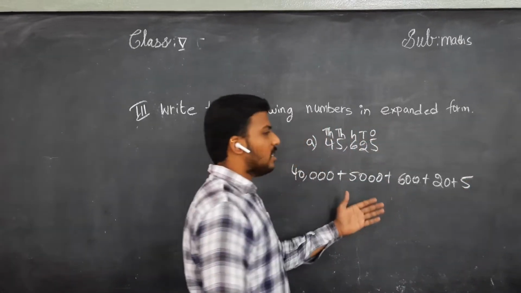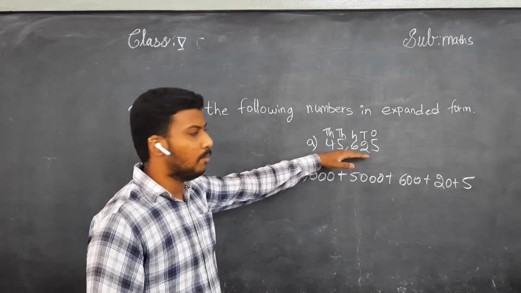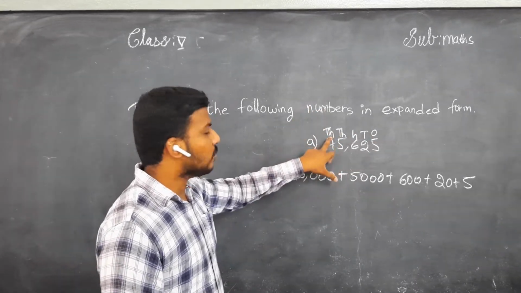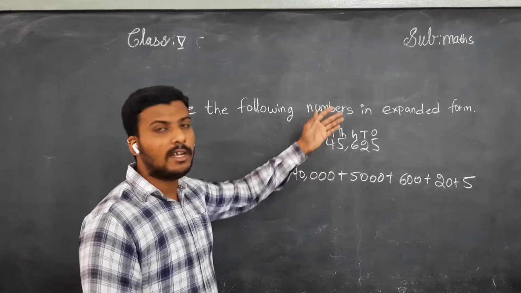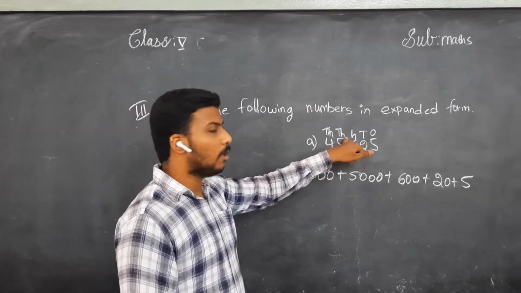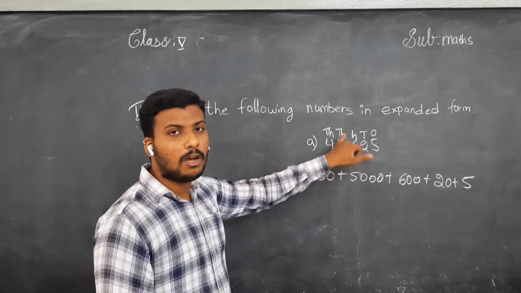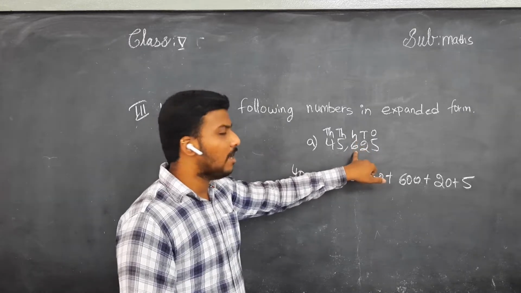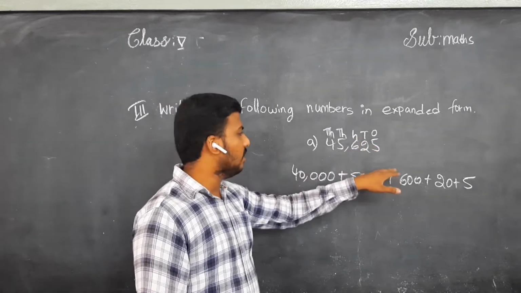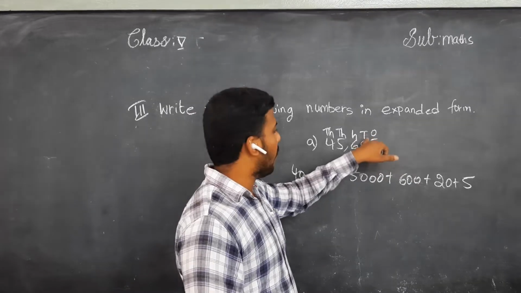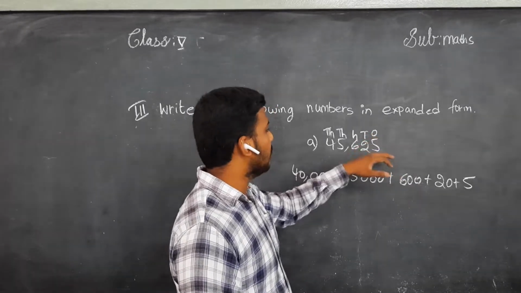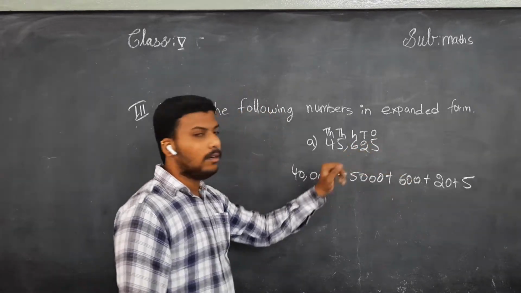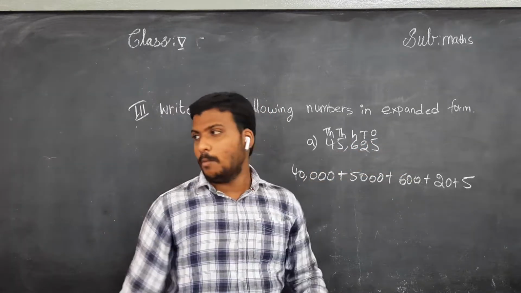See, we have to expand like this by using the given number for each and every digit in the form of place value. In the place of 10,000s we have 4. So 4 into 10,000s, 40,000. And in the place of thousands we have the value 5. 5 into 1000, how much? 5,000. And in the place of hundreds we have value 6. 6 into 100, 600. And in the place of tens we have the value 2. 2 into 10, how much? 20. And in the place of ones we have the value 5. 5 into 1, 5. Okay, we'll see the fourth Roman.